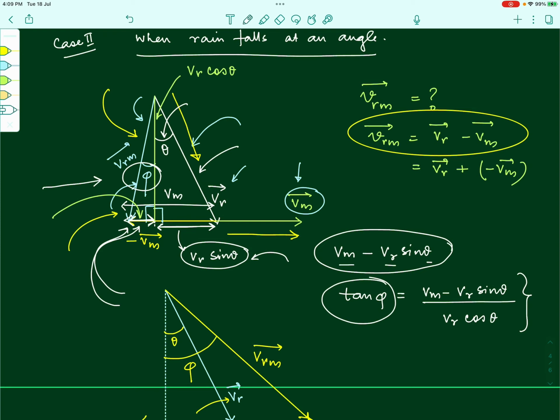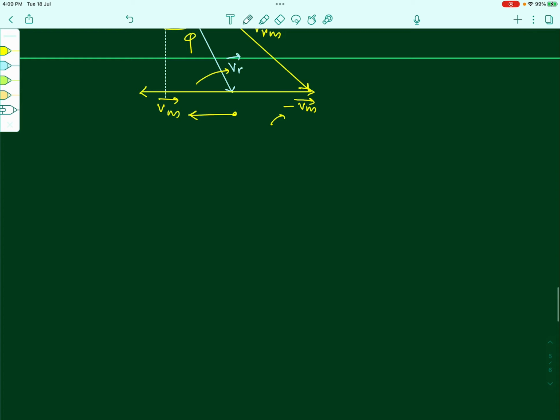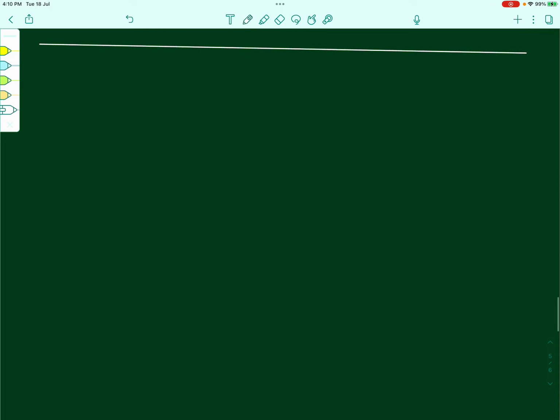For now, this is the rain man problem, the first set of problems that we study in relative motion. Now we come to the second set of problems that we study in relative motion, which we call the river boat problem, a very important topic in relative motion.